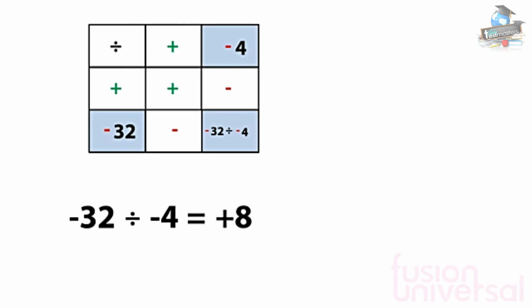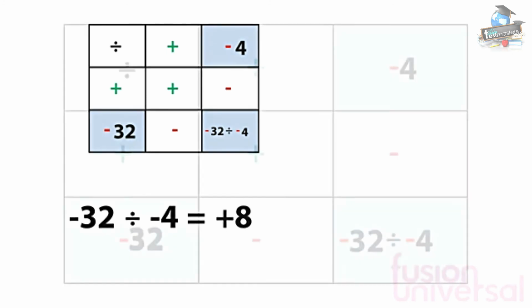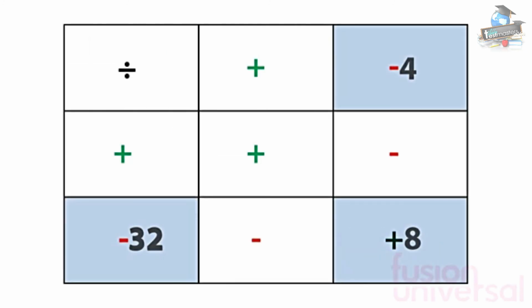The only other option is for the answer to be positive 8, which means that our pattern is completed. Any combination of positive and negative numbers can be multiplied together using this pattern.